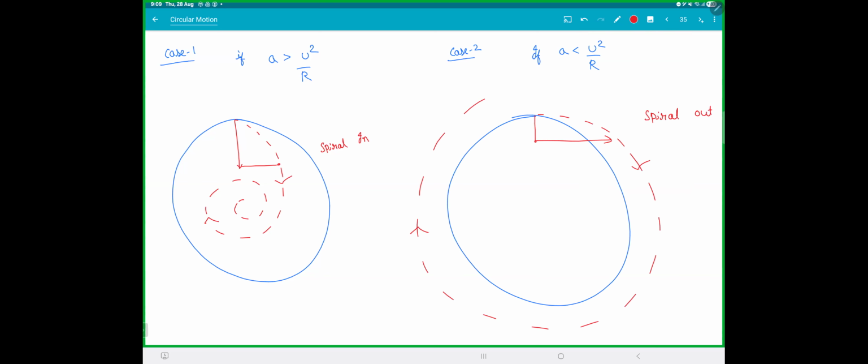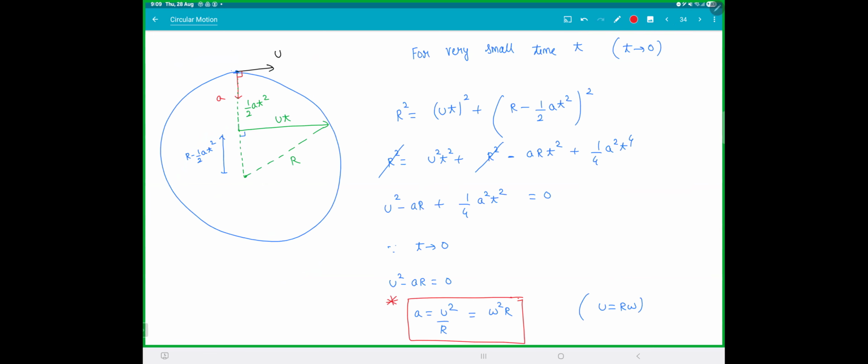Is this making sense? But if you say uniform circular motion, that means if you're going in a circle, you don't have an option. You have to have u square by r if you want to go in a circle. Is this making sense? Because if you don't have u square by r, you will not fall in a circle. Either you will go inside or outside. It will spiral in or spiral out.